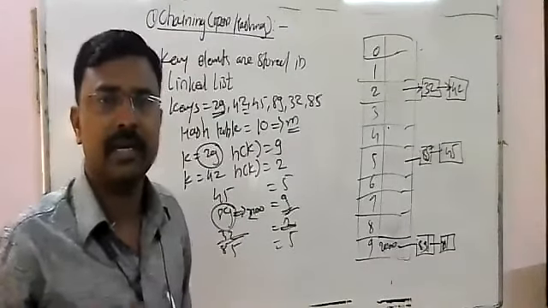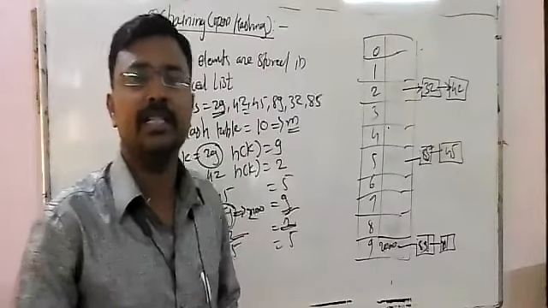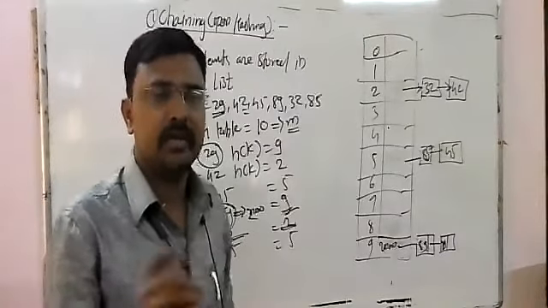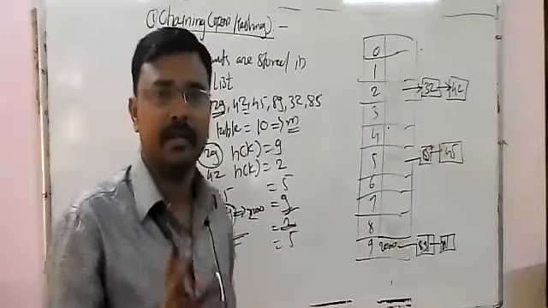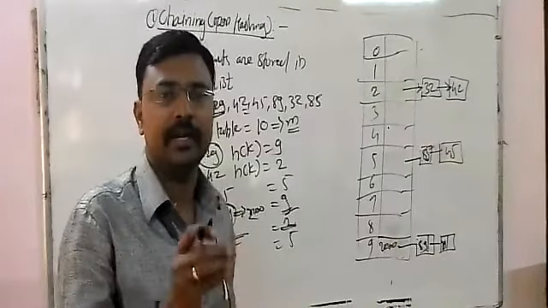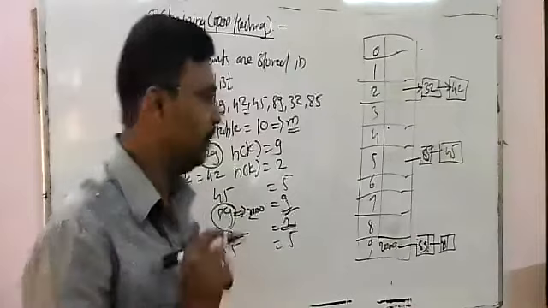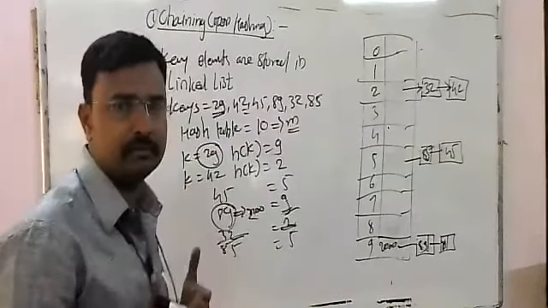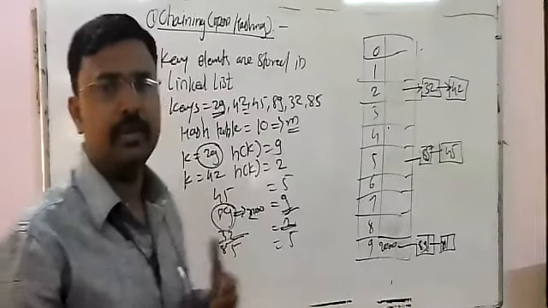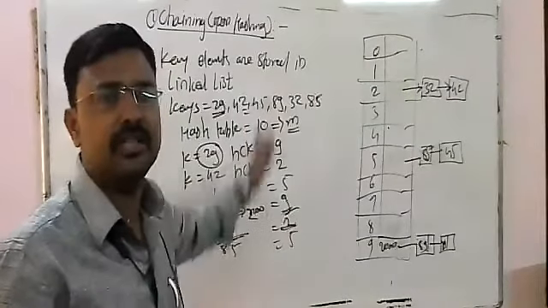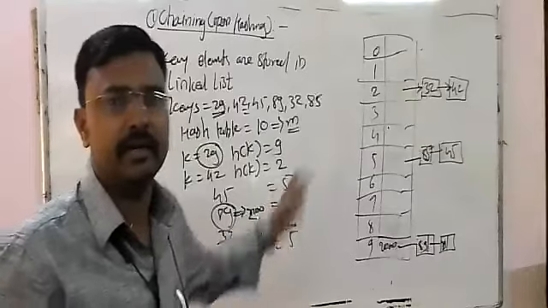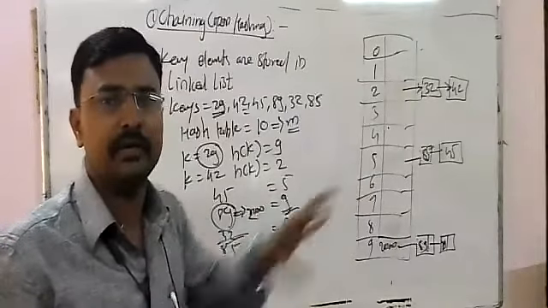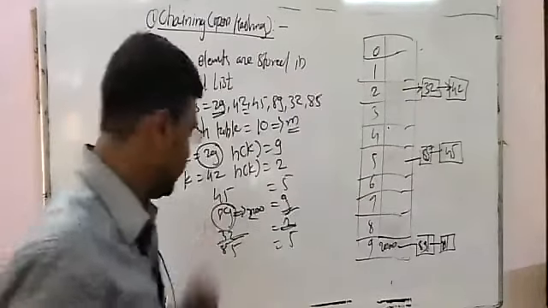Okay, if there are 3 elements, whatever the last element, we are going to insert the element at the beginning. This is the first technique to avoid the collision, or whenever there is a collision, you can use this technique. So it will find a new address for your element.